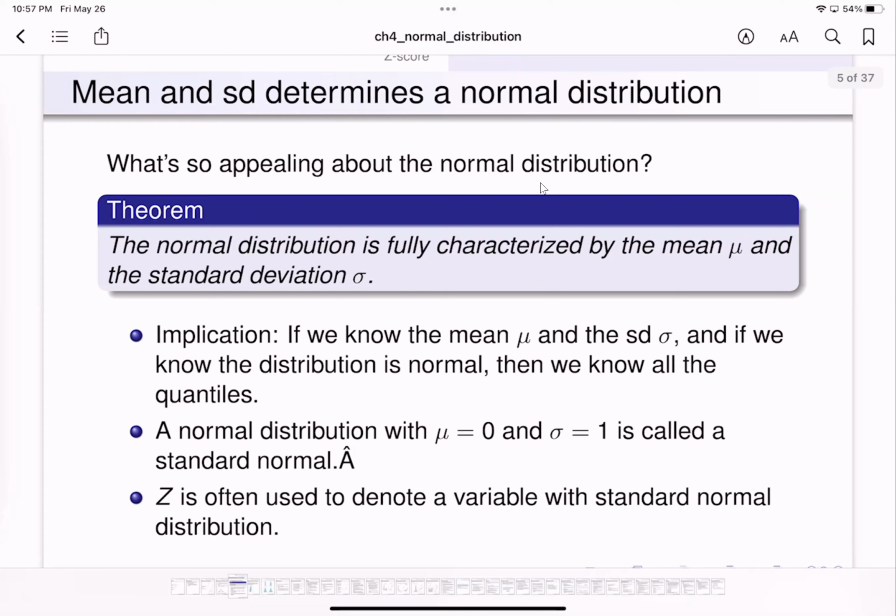Okay, so for the normal distribution, if we give the mean, give the standard deviation, and we know the entire distribution, beyond that, if we're given the mean and the standard deviation, we are also able to compute all of the quantiles and also probabilities related to it.